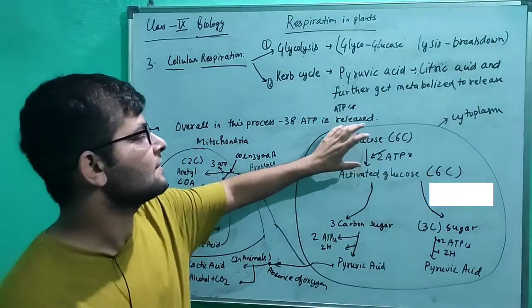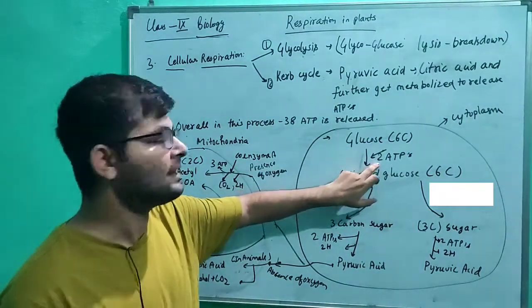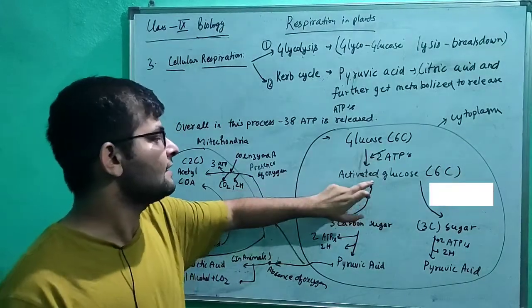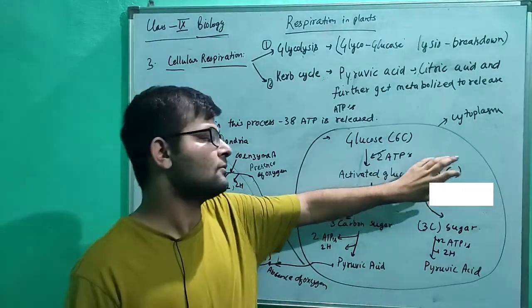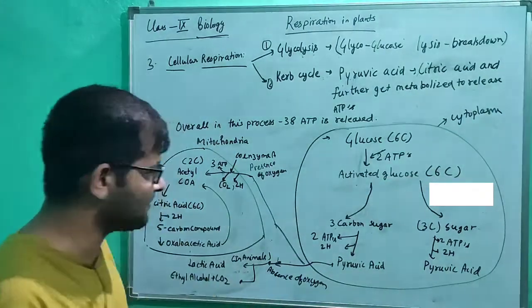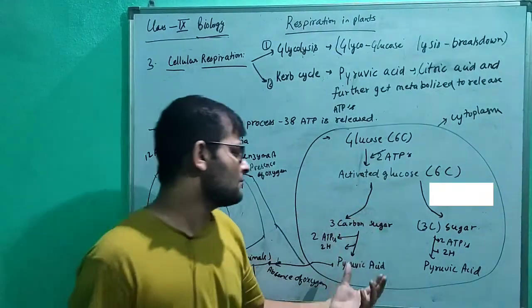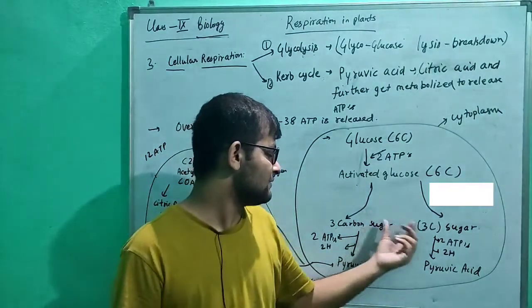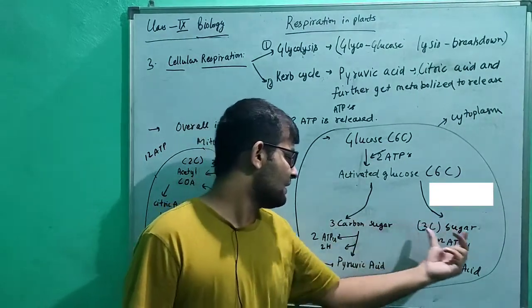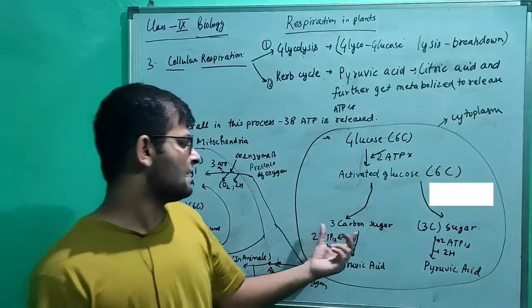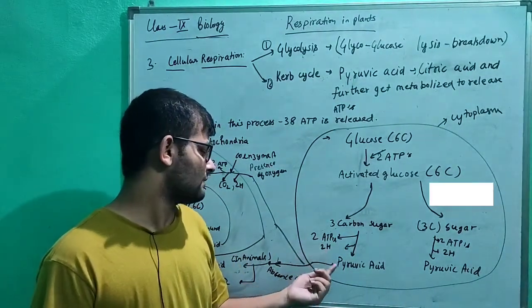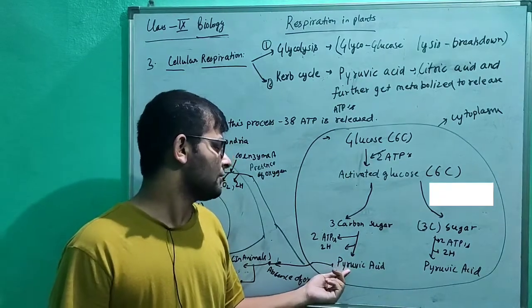In this 6 carbon glucose, 2 ATP get added, and these 2 ATP activate the glucose. That glucose also contains 6 carbon. The activated glucose gets decomposed into 3 carbon sugar each. One is here and the other is here. From this 3 carbon sugar we get 2 ATP, 2 hydrogen and a pyruvic acid.